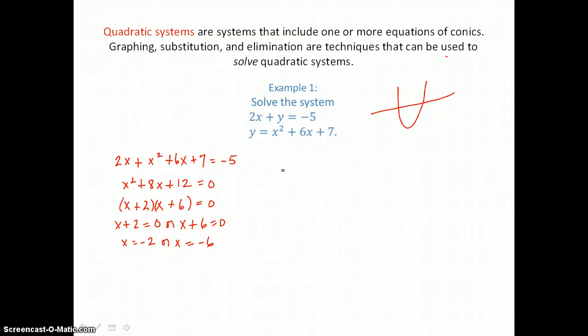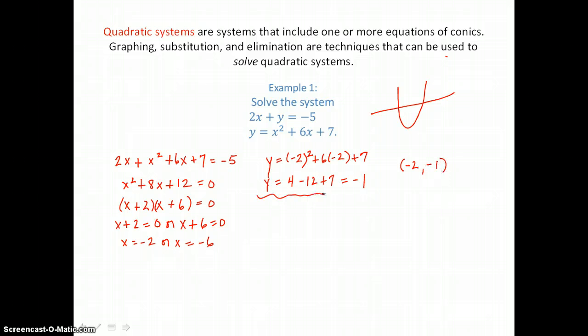First we'll put negative 2 back into that second equation and solve for y to find a point of intersection. And simplifying, I get 4 minus 12 plus 7, or negative 12 and positive 11, so negative 1, which means we have one point of intersection, negative 2, negative 1.